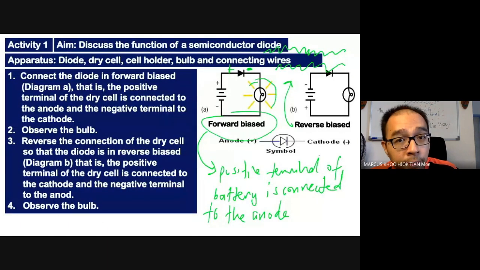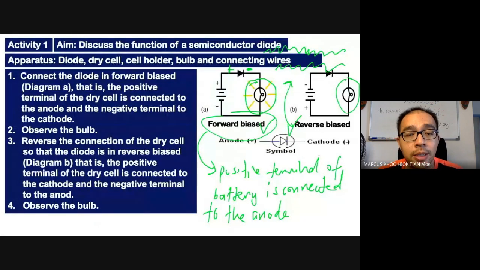Now if the bulb lights up, it means that current is flowing. Obviously, if the light is on, it means current is flowing. But if the bulb doesn't light up, it means that the current isn't flowing. Something is wrong, and it has to do with the way we arrange our diode. Is it arranged forward bias or reverse bias? So which terminal is connected to the anode tells you whether it is forward bias or reverse bias.